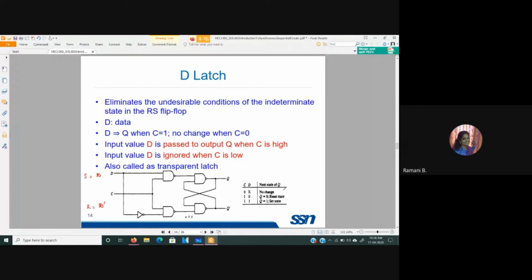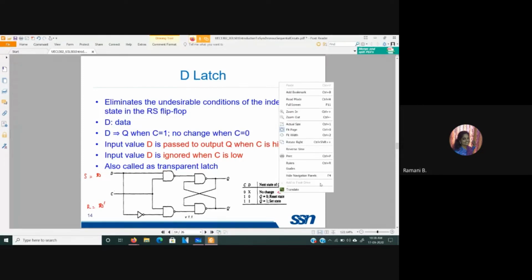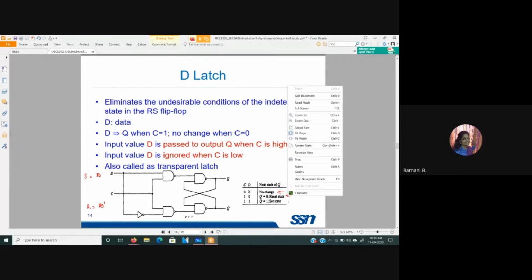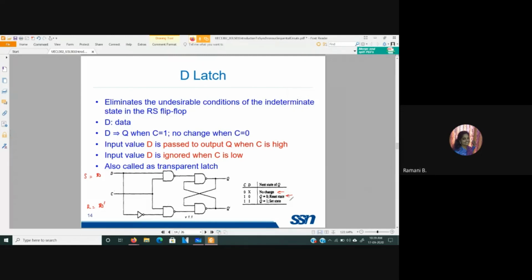So with control input 0, there is not going to be any change. Whereas when the control input is 1 and D is equal to 0, the output Q is equal to 0 as such. And when D is equal to 1, the output is equal to 1. So this we also call a transparent latch.